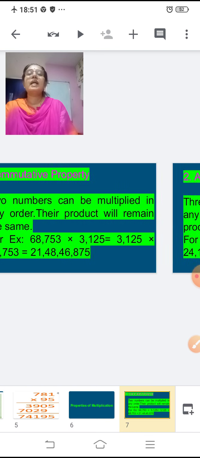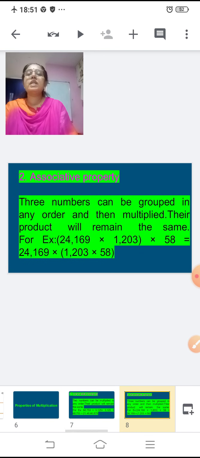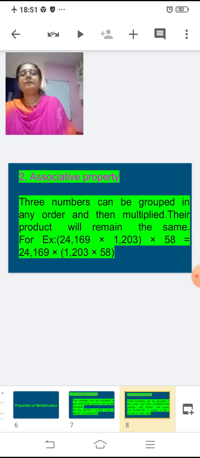Now coming to the second property, that is the associative property. Now what do you mean by associative property? Now three numbers can be grouped in any order and then multiplied. Now suppose I take a number as, I'll give you an example.